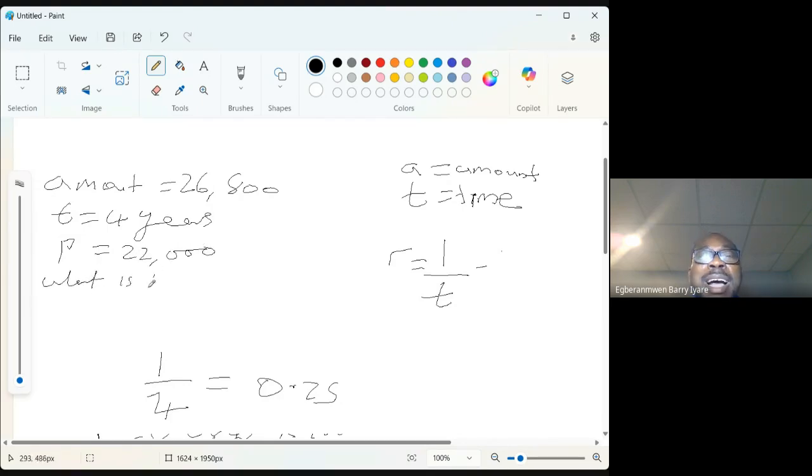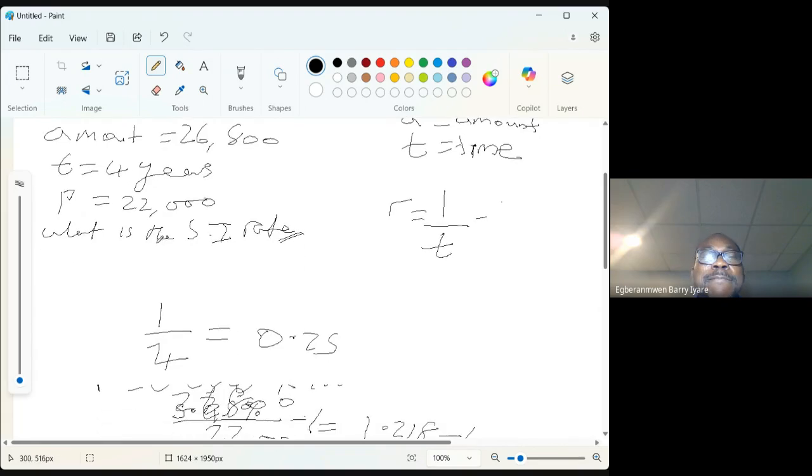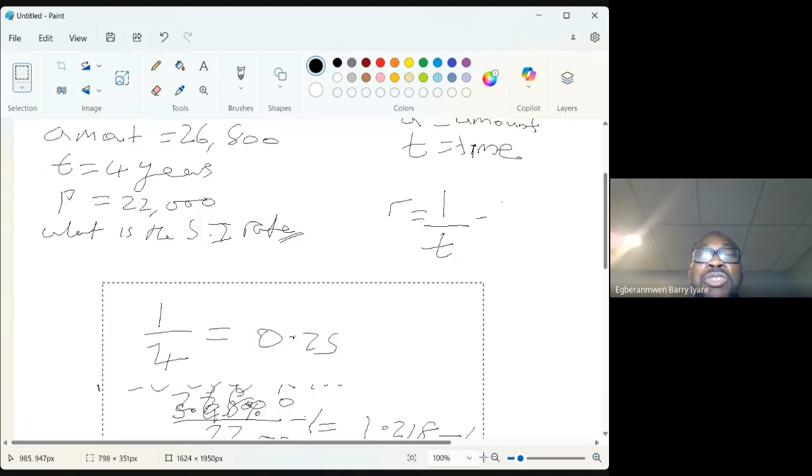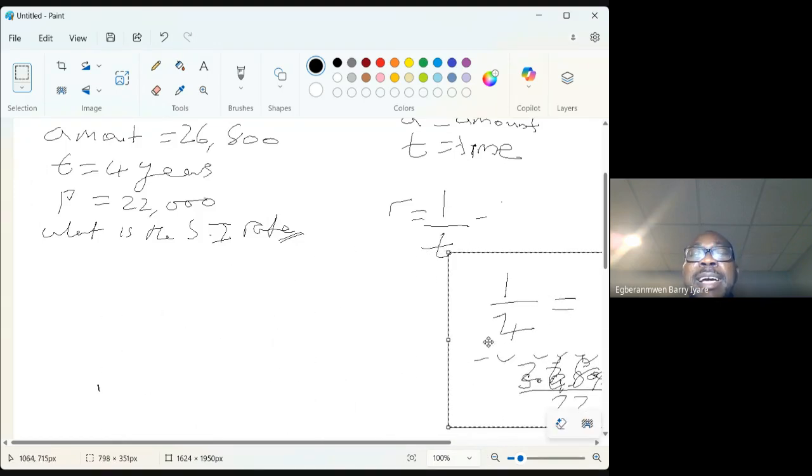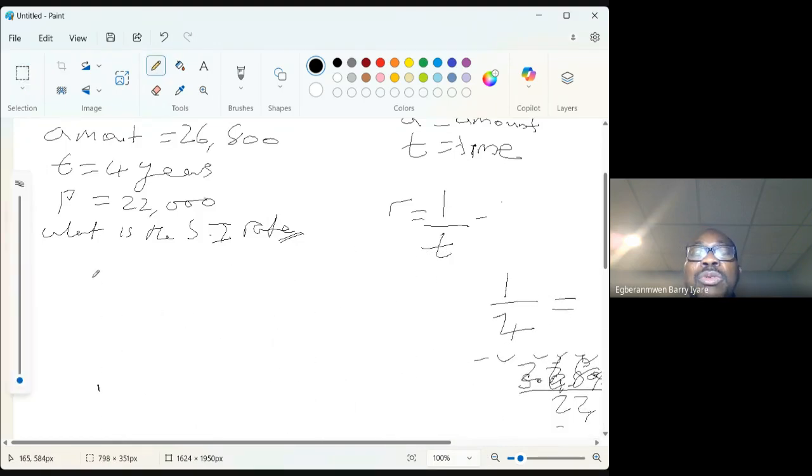In other words, we are asked to find the rate percent that will give us 26,800 at the end of 4 years. Now, using equation 2, it is stated there: R equal to 1 over T into A over P minus 1. What we need to do is just to substitute all the values given in the question into this formula.